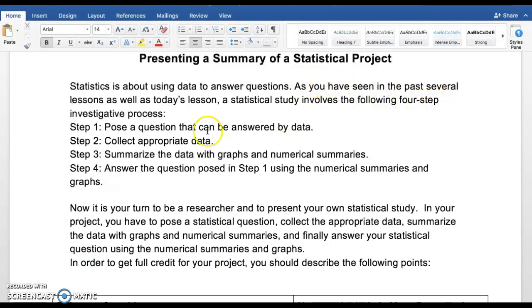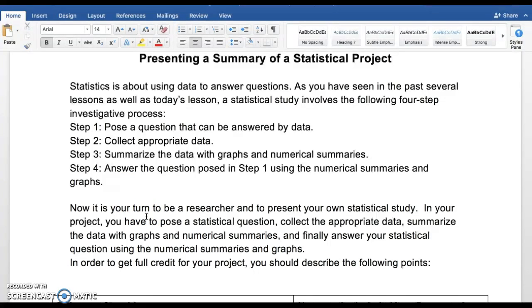As you have seen in the past several lessons, as well as today's lesson, a statistical study involves the following four-step investigative process. The first step is pose a question that can be answered by data. And then step 2, collect appropriate data. Step 3, summarize the data with graphs and numerical summaries. And finally, step 4 is to answer the question posed in step 1 using the numerical summaries and graphs.